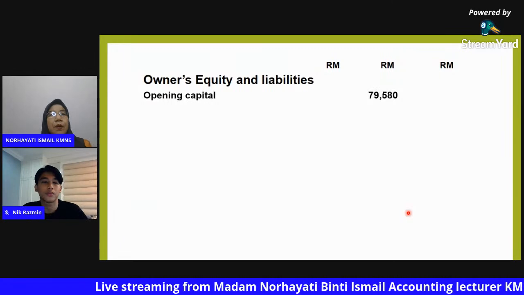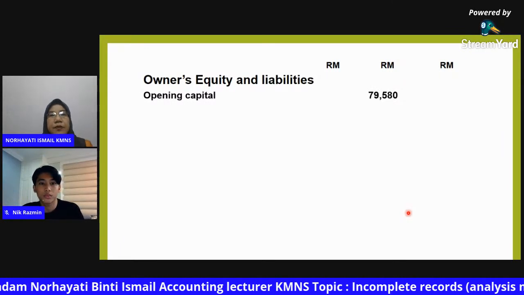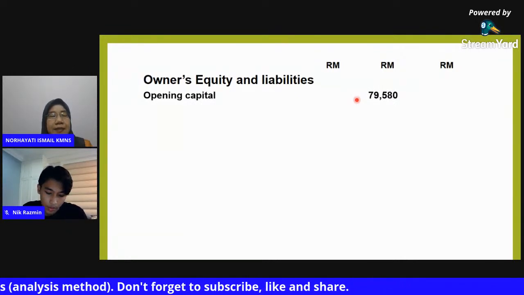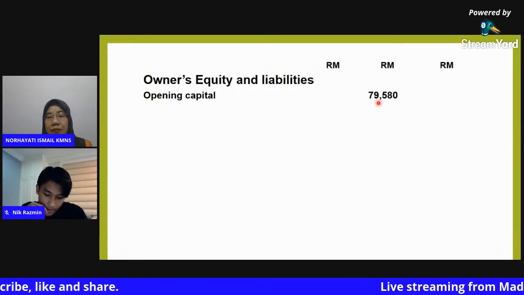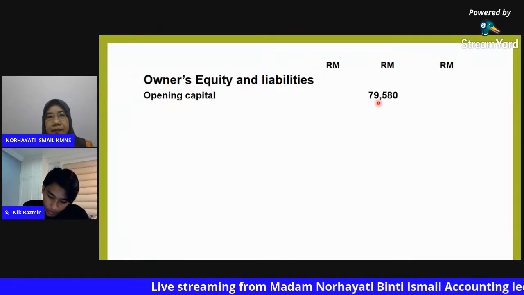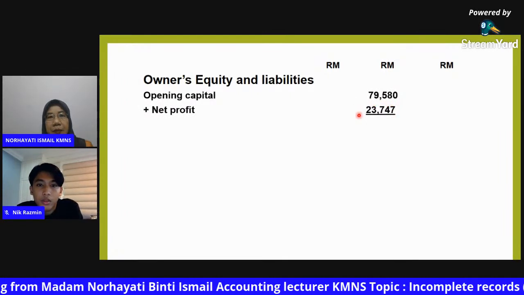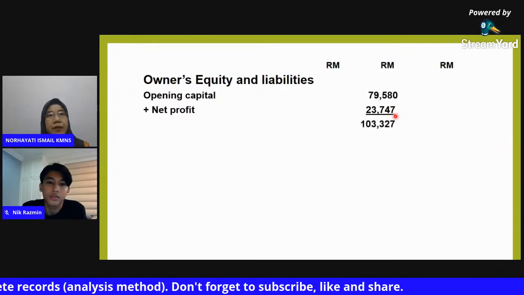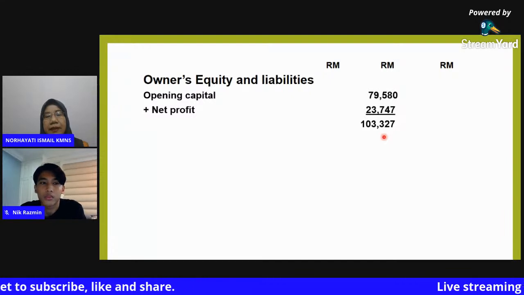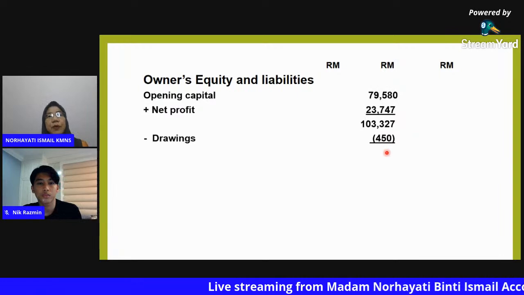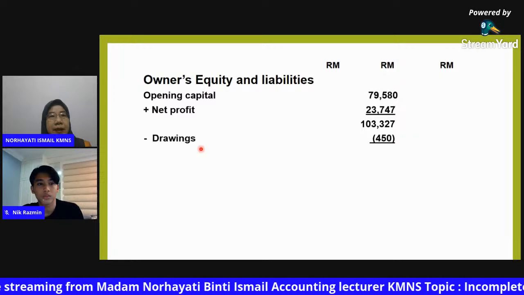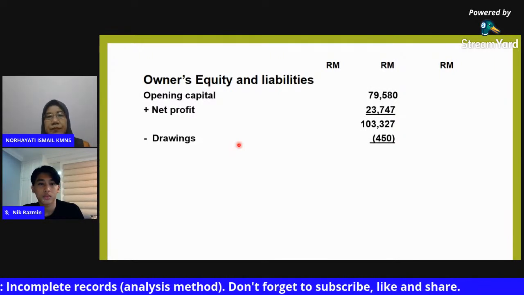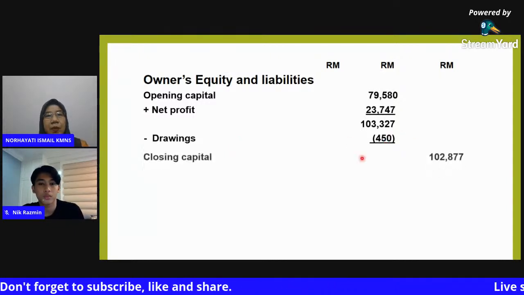Now, we have to prepare owner's equity and liabilities. So just now, we have calculated opening capital using statement of affairs, asset less liability. So you got this amount, 79,580 plus net profit. So you get this amount from statement of income, 23,747. And you got the total 103,327 less drawing. Okay, for drawing, it must include drawing in cash, and also drawing in inventory. So the total is 450. So you will get the closing capital.